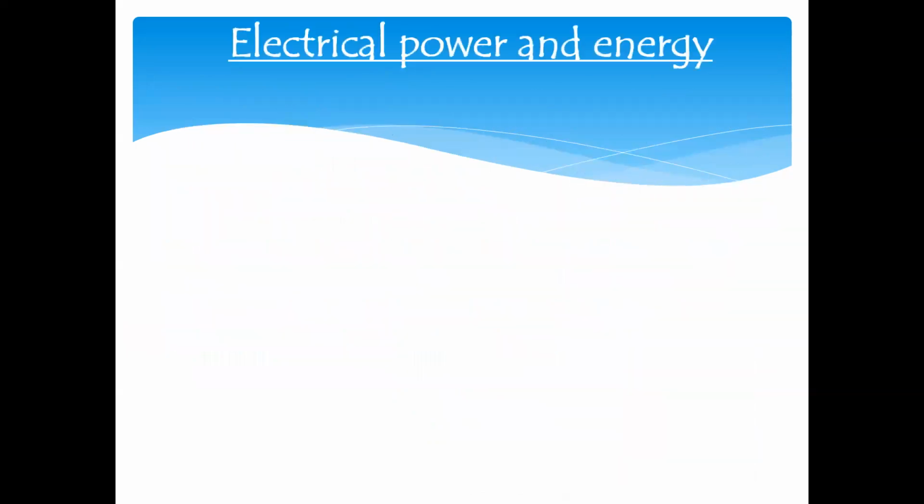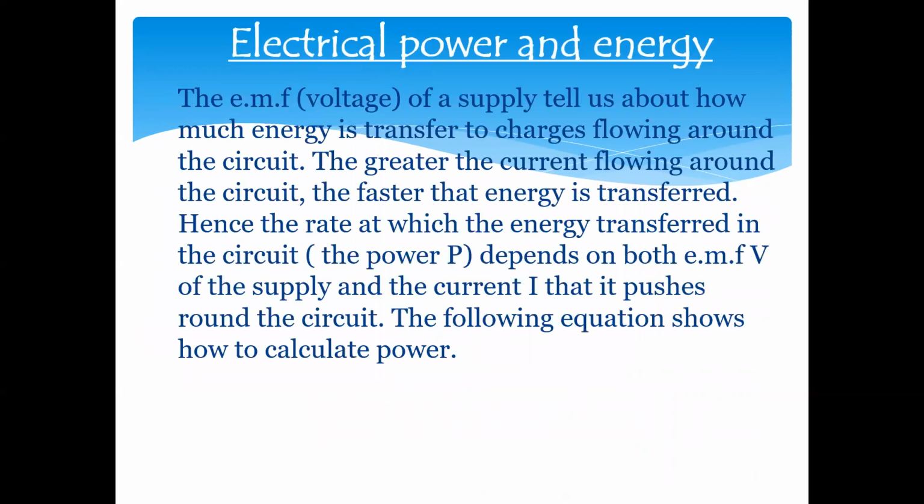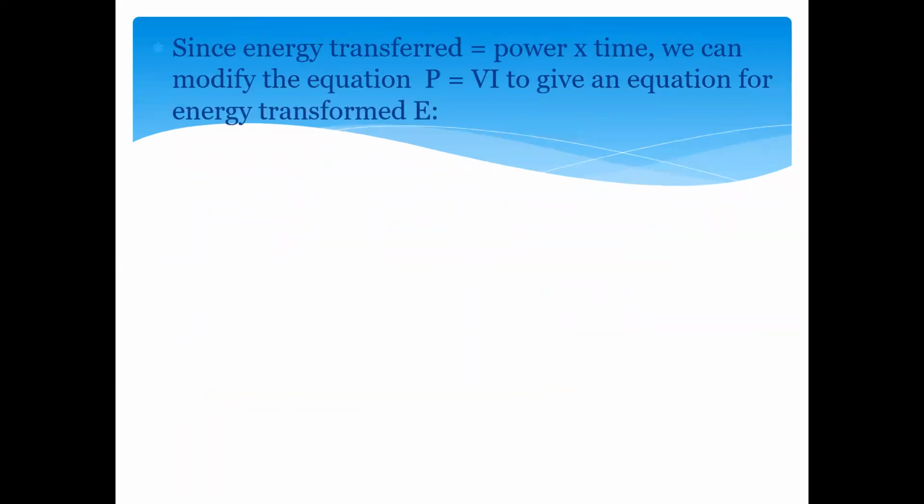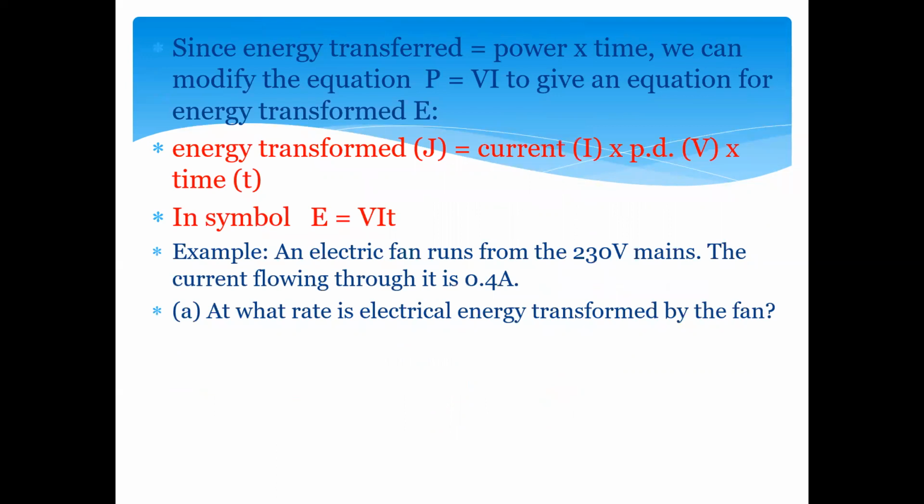But when we are using electricity, there are quantities which we can find. We can work out electrical power. How to calculate the electrical power? It is current multiplied by voltage, or voltage multiplied by current. So P equals VI. And we can also find energy, which is a product of power and time, so that is VIT.